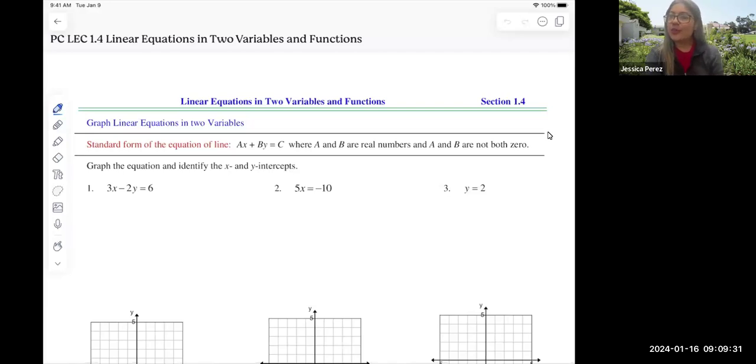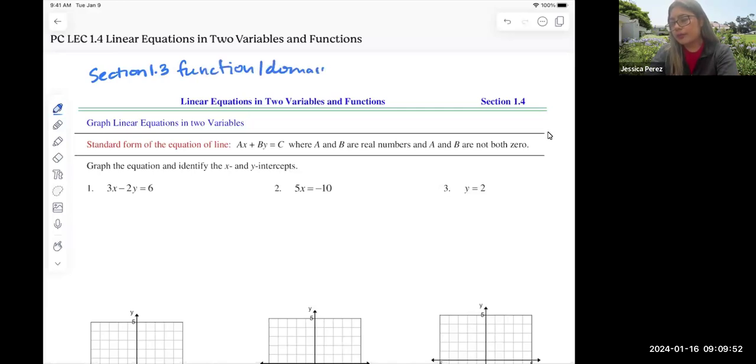Welcome to section 1.4. Today what we're going to be going over is linear equations in two variables and functions. So section 1.3, let's refresh our memory here. On section 1.3, we talked about functions. We talked about domain and range. Okay, and then we saw piecewise functions as well.